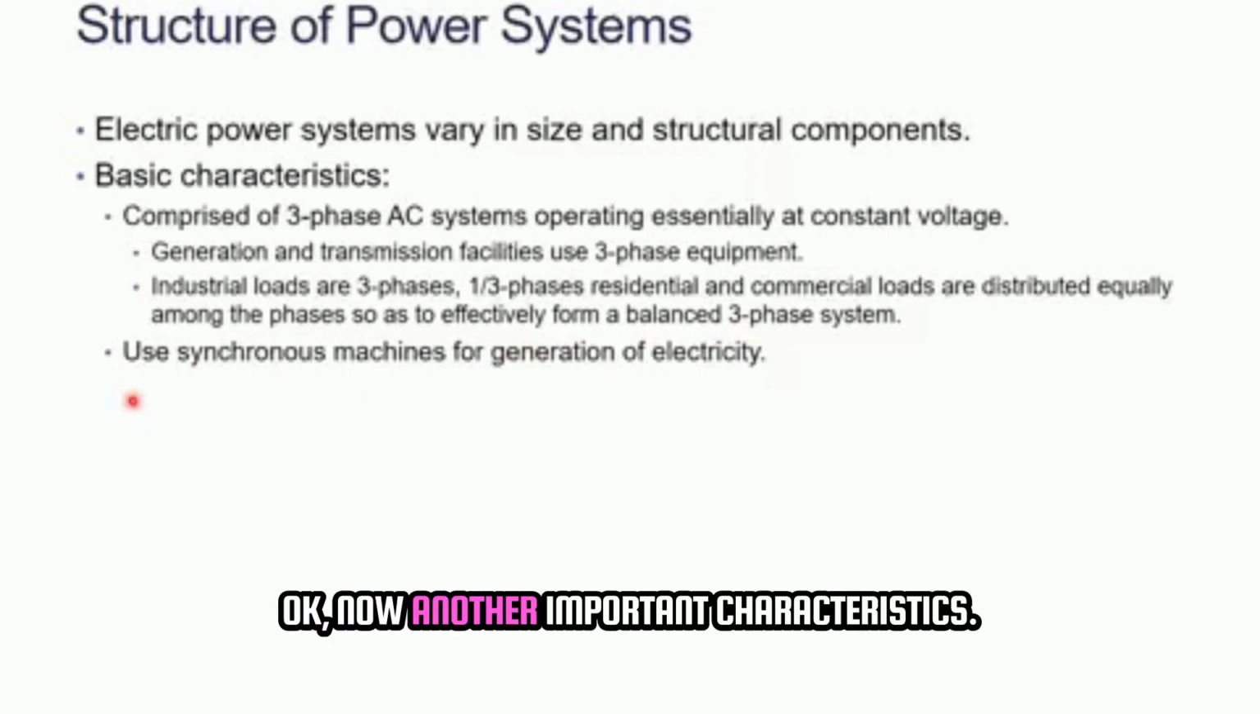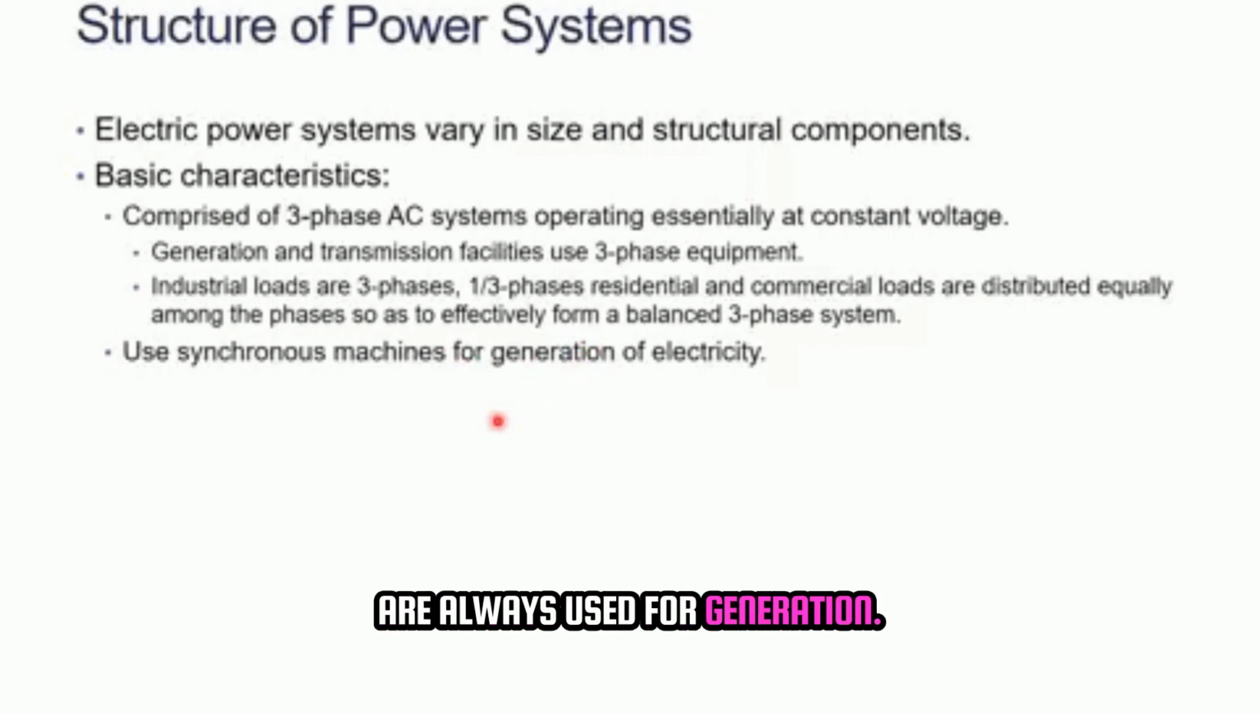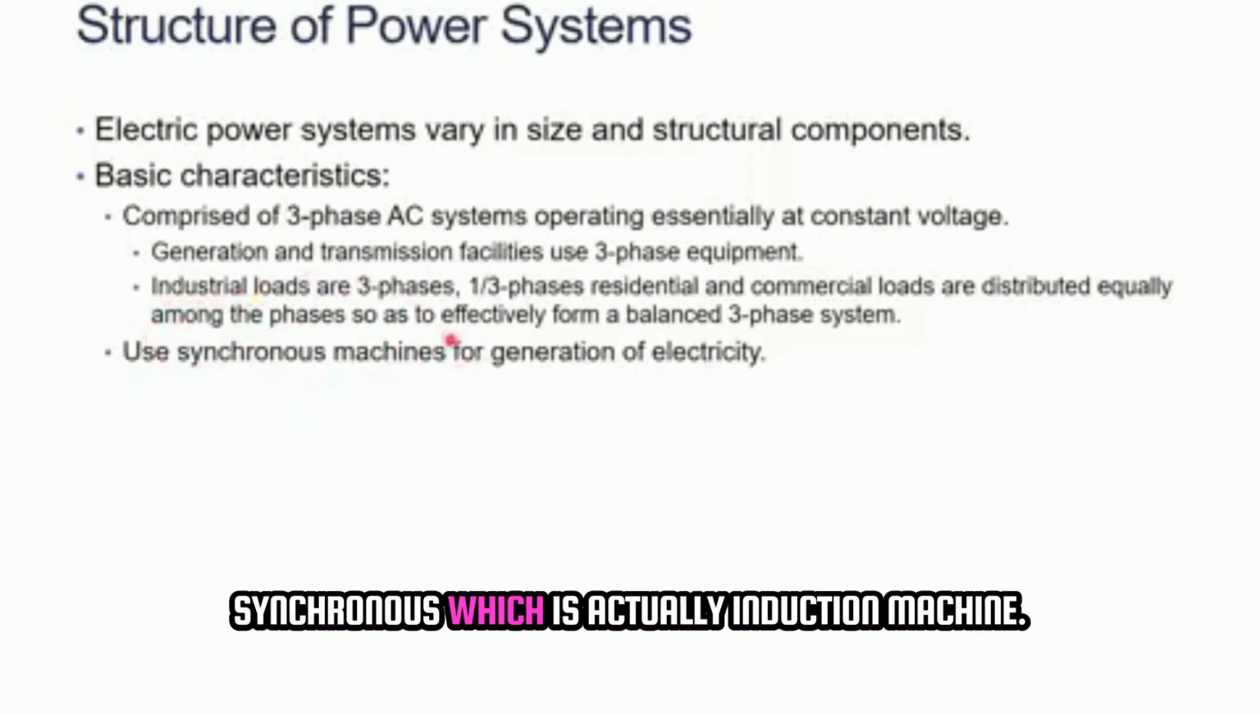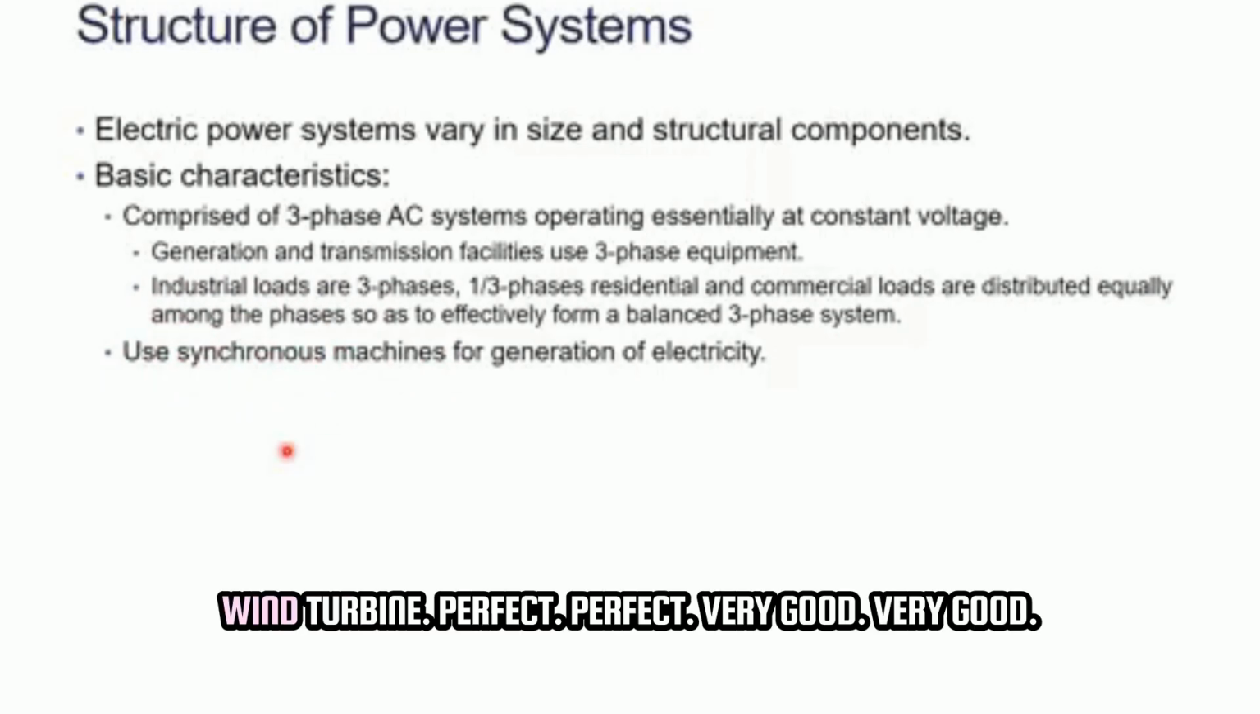Now, another important basic characteristic: synchronous machines are always used for generation. All the machines for generating electricity are synchronous machines. Machine means all the rotating machines. Now there is a catch here. There is one machine which is not synchronous, which is actually an induction machine. Can you name which generation source is not synchronous? Wind turbine. Perfect, very good.